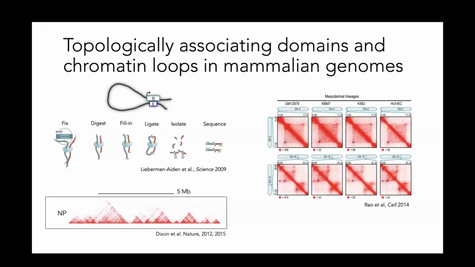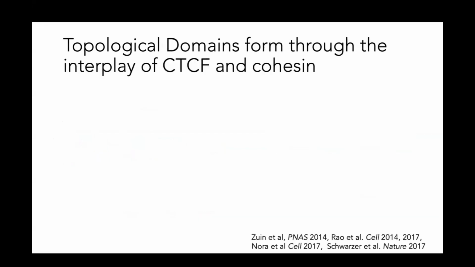With higher and higher resolution versions of these assays, it's also apparent that these domains have focal peak-like signals at the corners, which is indicative that they're likely forming through the presence of loops in the genome. We have also learned a lot about the factors that give rise to these TADs and loops, and they appear to arise through an interplay between the cohesin complex and a DNA binding protein called CTCF.